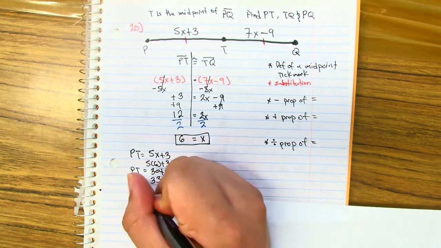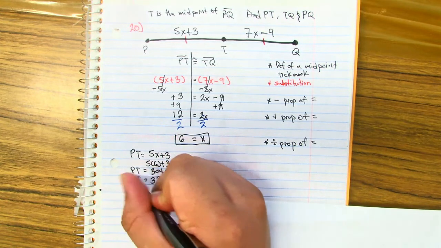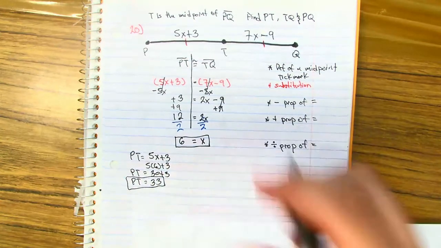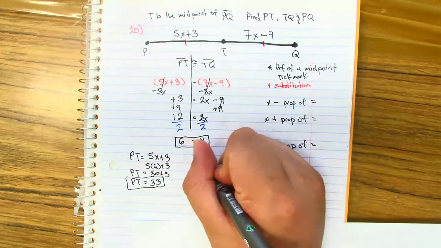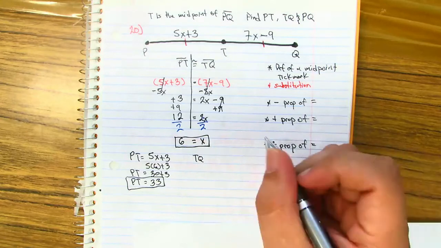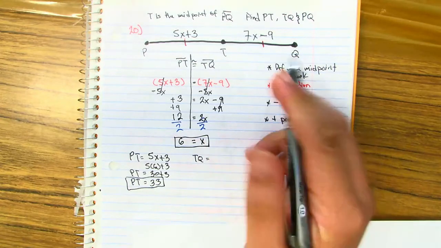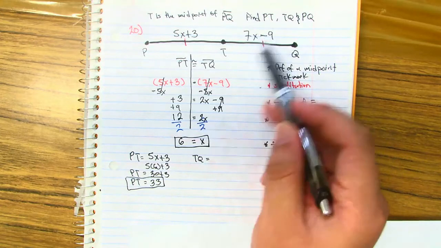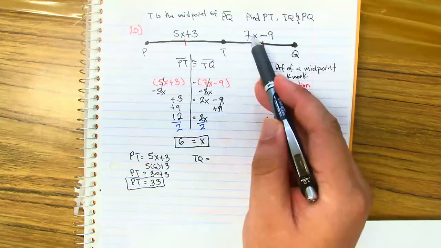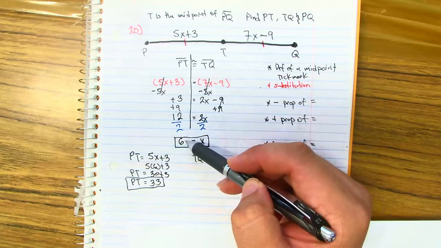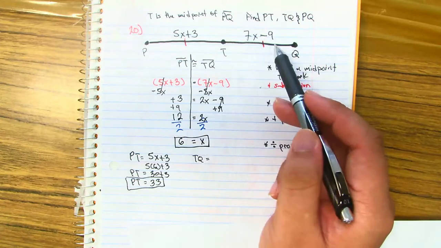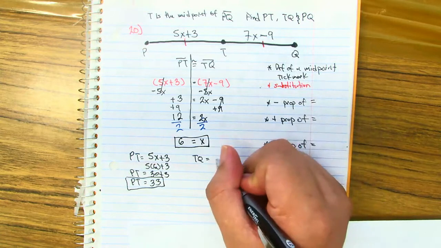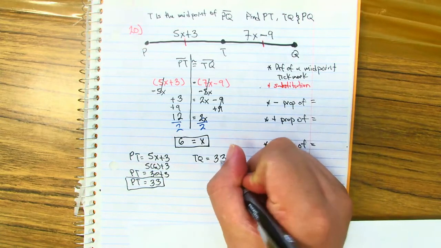I'm going to check the other answer, which is the value of PQ. PQ is 7x minus 9. You can just automatically use a calculator and input it. 7 times 6 is 42, minus 9 is 33.